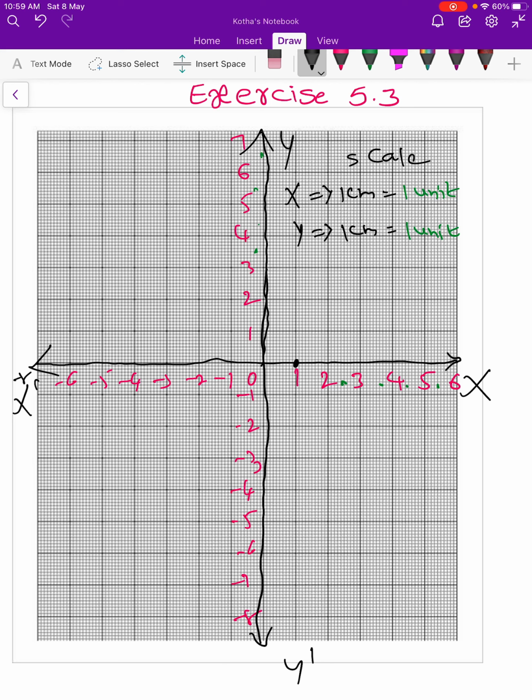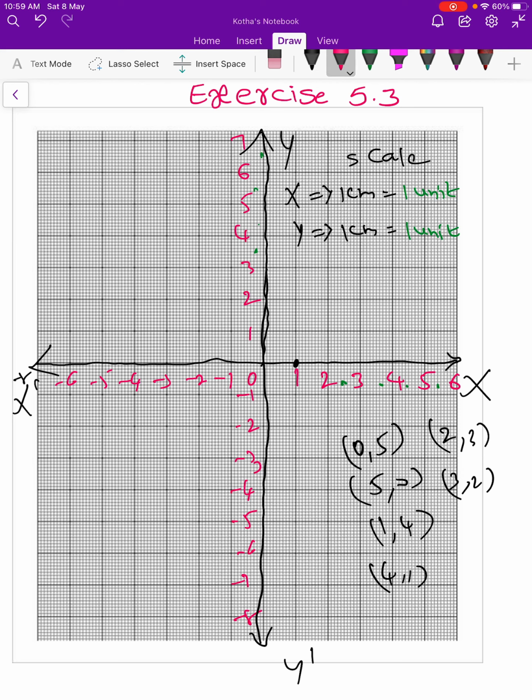Okay, in bit number 7 he is asking to plot at least 6 points in a graph sheet, each having the sum of its coordinates equal to 5. So the sum of the coordinates should be equal to 5. For example, 0 comma 5, 5 comma 0, 1 comma 4, otherwise 4 comma 1, next 2 comma 3, 3 comma 2. He is asking at least 6, so 6 points are enough.